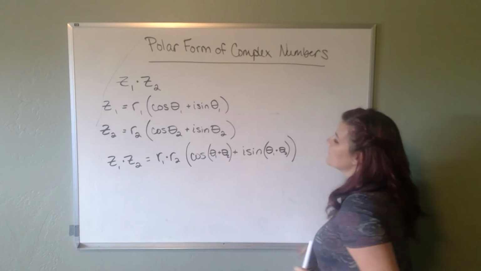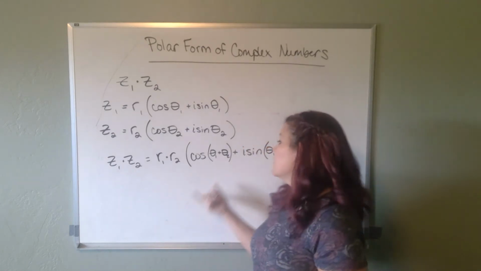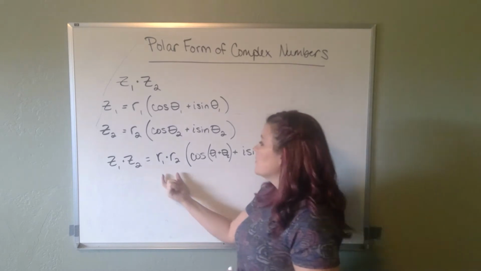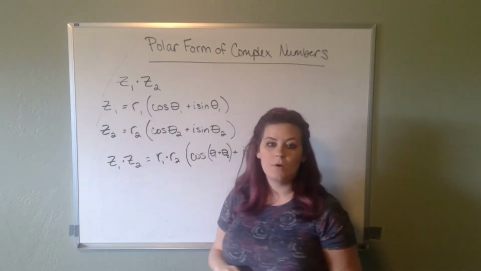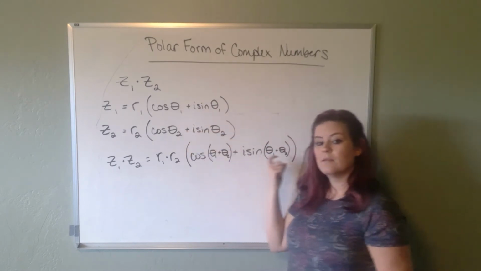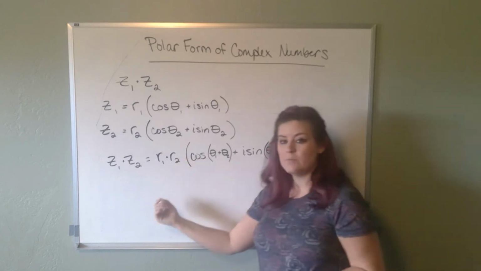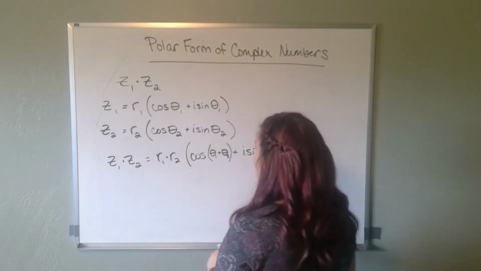So your goal is when you multiply them together, you have to find a new r, you have to find a new theta. The new r comes from multiplying r1 and r2. The new theta comes from adding theta 1 and theta 2. So you always add the angles, you multiply the r's. Let's look at an example.